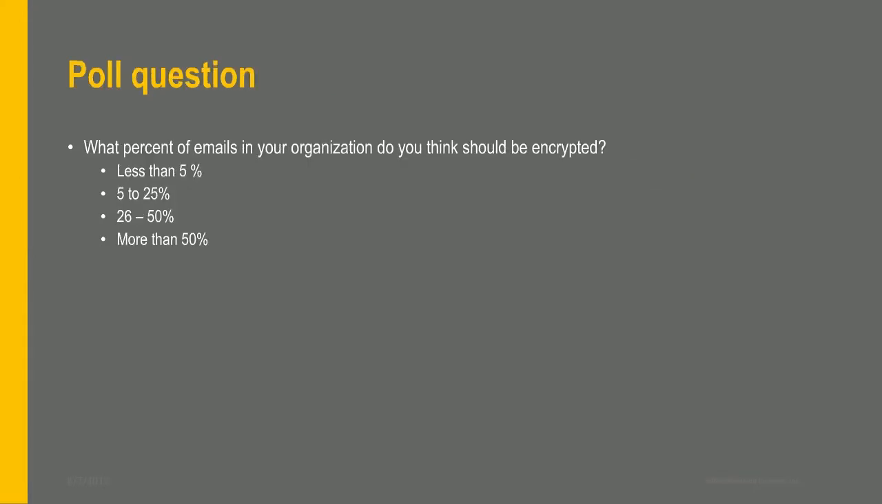Okay, and we're ready for our first poll here. Bud, if you want to run that. Basically we just want to find out if you think email should be encrypted. Yeah, so you can see there on your screen, what percentage of emails in your organization do you think should be encrypted? And more choices there: less than 5%, 5 to 25%, 26 to 50, and more than 50%. And again, use the poll tab below the presentation window to respond, and you should start seeing results in real time as the crowd starts answering. If you're viewing in full screen mode, you do need to escape out so that you can answer the poll questions.